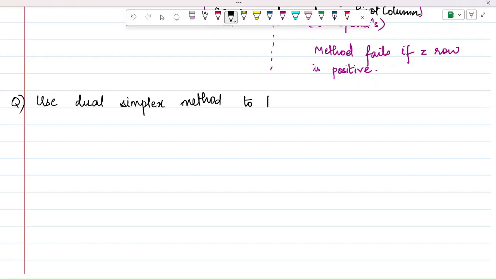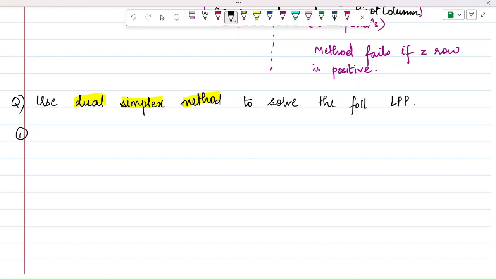to solve the following LPP. So in this entire module, the name of the method will always be mentioned. In this case, it is the dual simplex method. Okay, fine. So let's look at question number 1. As I said, I'll be doing 2 questions.